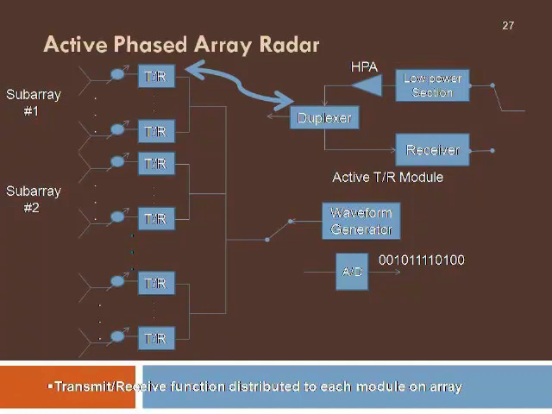And hence you have several TR modules working simultaneously, and in case of failure of a small number of them, the performance of the radar is not going to be disturbed much, and hence there is going to be graceful degradation of the entire radar system instead of a catastrophic degradation as in the case of a single antenna radar system.